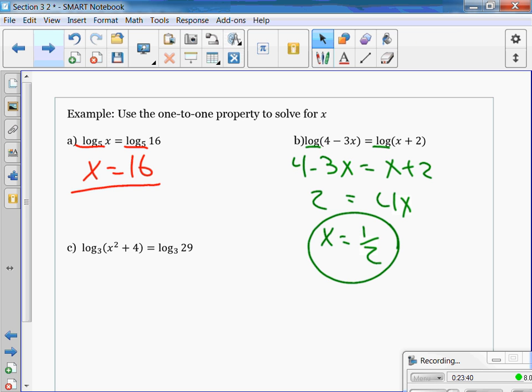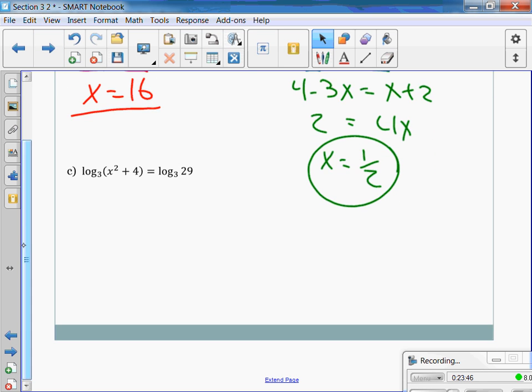And for this last one, we're going to set x squared plus 4 equal to 29. Absolutely, since we have the same log with the same base, x squared plus 4 equals 29. Make it x squared equals, subtract 4.